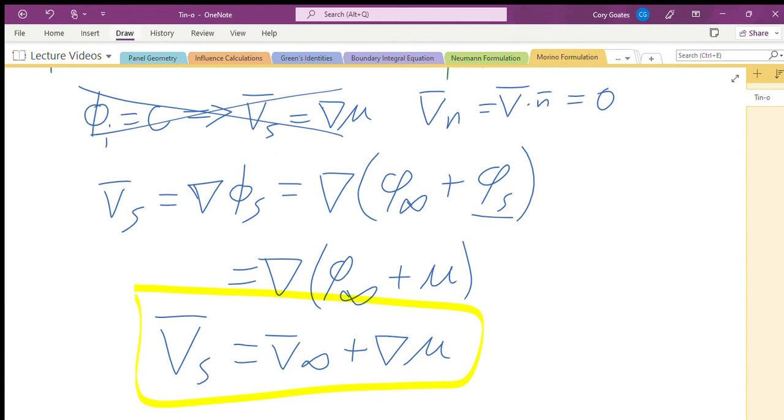relation here, which may seem a little odd, but that's simply because we've used sources to enforce this normal flow condition here. We know that that's the case, and we can kind of just ignore it in our surface velocity calculation.